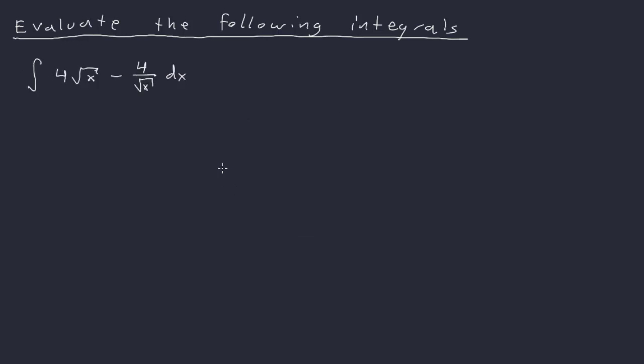All right, so next example, let's look at the integral of 4 root x minus 4 over root x. And once again, for the integrals, for right now, until you get a better handle on the patterns, I would just rewrite these as exponents, right? Square root of x is x to the 1/2, okay? Dividing by root x will be x to the negative 1/2.